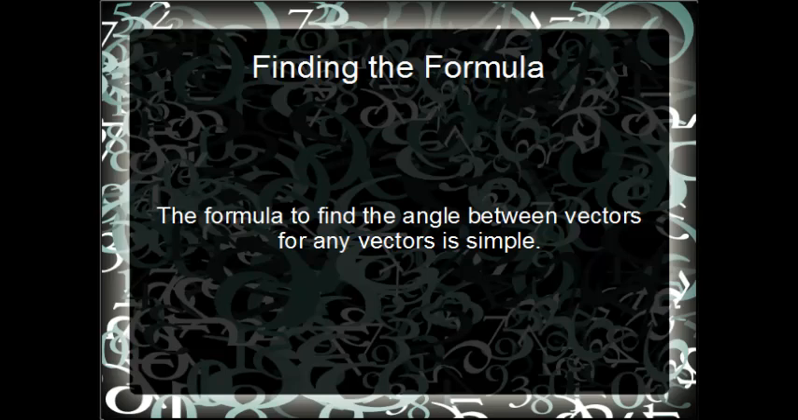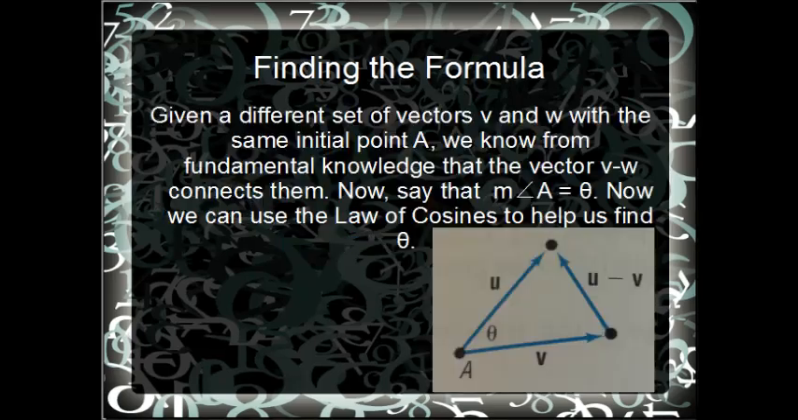Finding the formula. The formula to find the angle between vectors for any vectors is simple. But first, I want to teach you how to find the formula using what you know. Let's say I gave you two vectors, v and w, with the same initial point at A. We know from our fundamental knowledge that the vector v minus w connects them. Now, let's say that the measure of angle A is equal to theta. Now, we can use the law of cosines to help us find theta. Here's how.